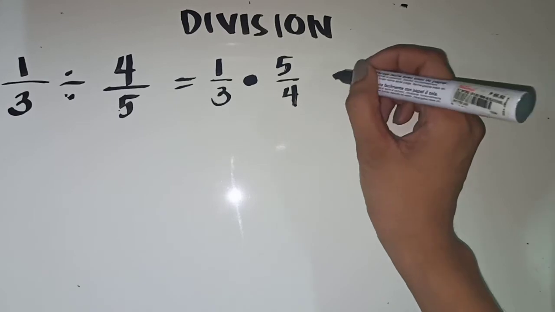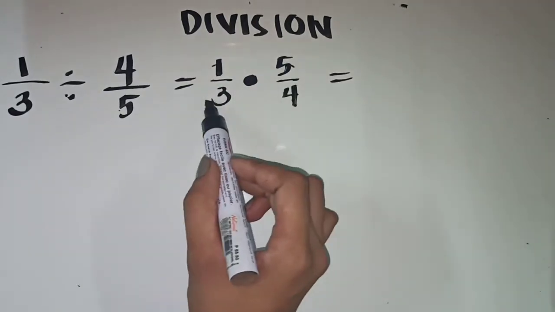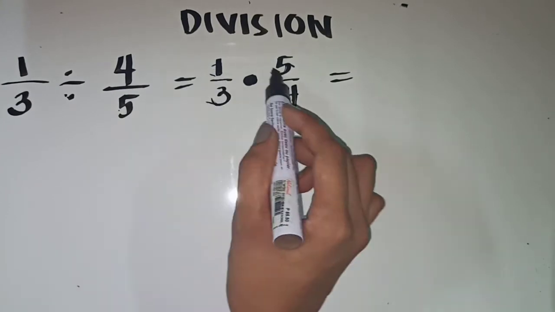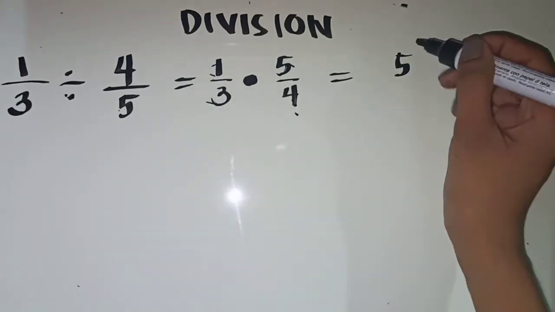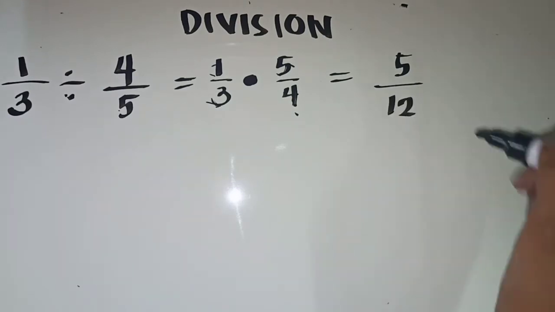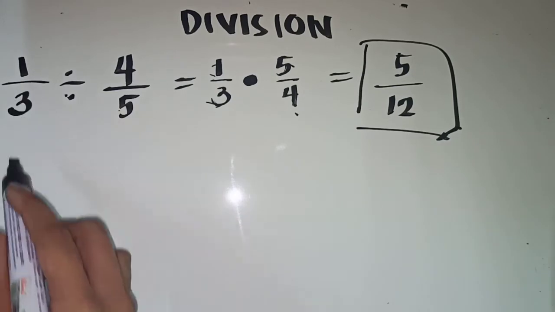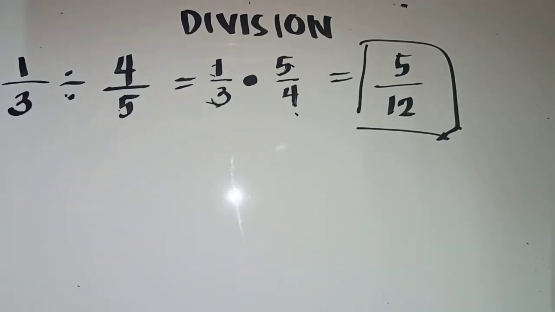So balik tayo sa rule in multiplying fractions. Numerator by numerator, denominator by denominator. So 1 multiplied by 5 is 5. And 3 multiplied by 4 is 12. Okay, therefore, 1 over 3 divided by 4 over 5 is 5 over 12.